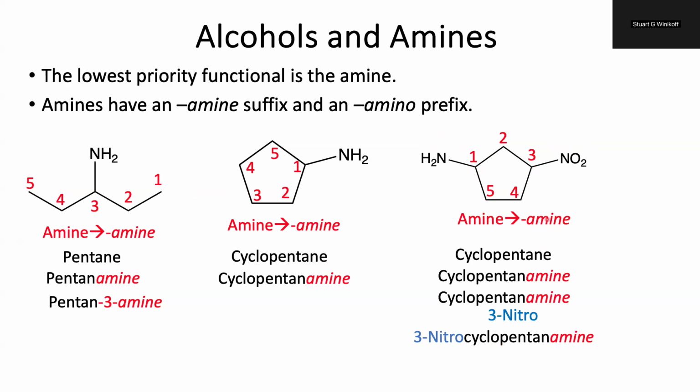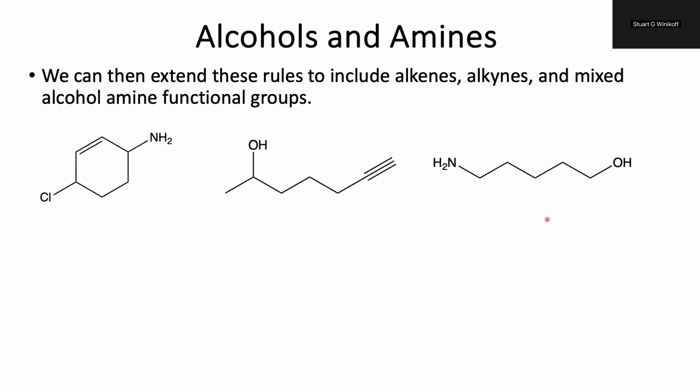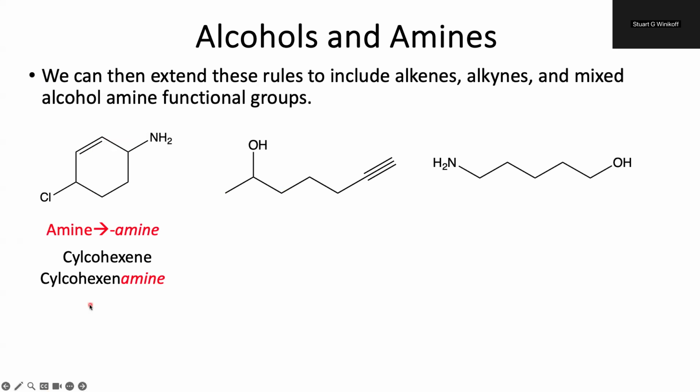Now we can go ahead and extend these rules a little bit more to when I have higher level substituents, such as alkenes, alkynes, and when I start mixing these different functional groups. So let's go ahead and start with this first case. So now I have an amine located on a cyclic molecule, but this time my main ring is actually not a cyclohexane, it's a cyclohexene. As you can see, a double bond located here. So this means that the root that I'm going to be building off is a cyclohexenamine.